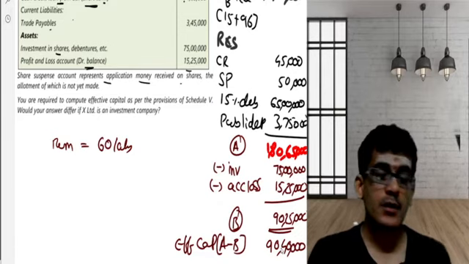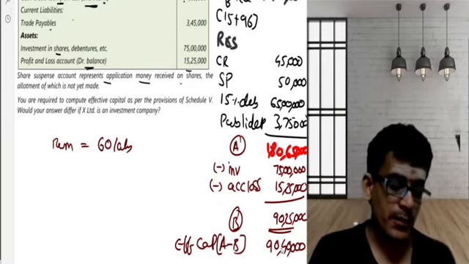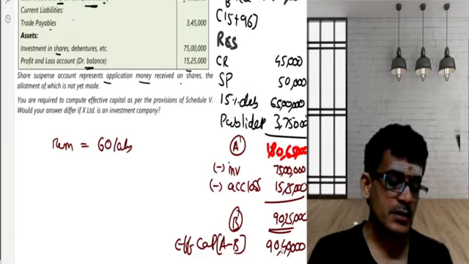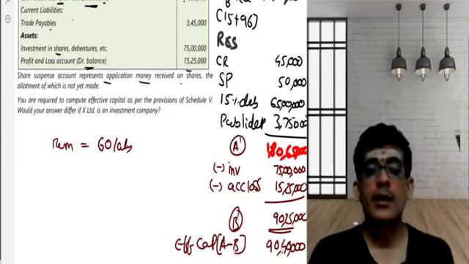So that's it. So remuneration payable. So here what is it asking? Remuneration payable is going to be 60 lakhs, which purely depends upon your effective capital base.